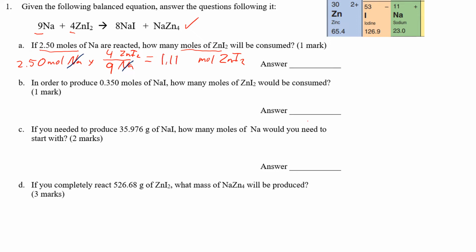3 sig figs. Remember, this 4 and the 9 have no significance at all. Those are exact numbers, so there's no sig figs. So this is just 3 sig figs. The answer is 1.11 moles of zinc iodide.